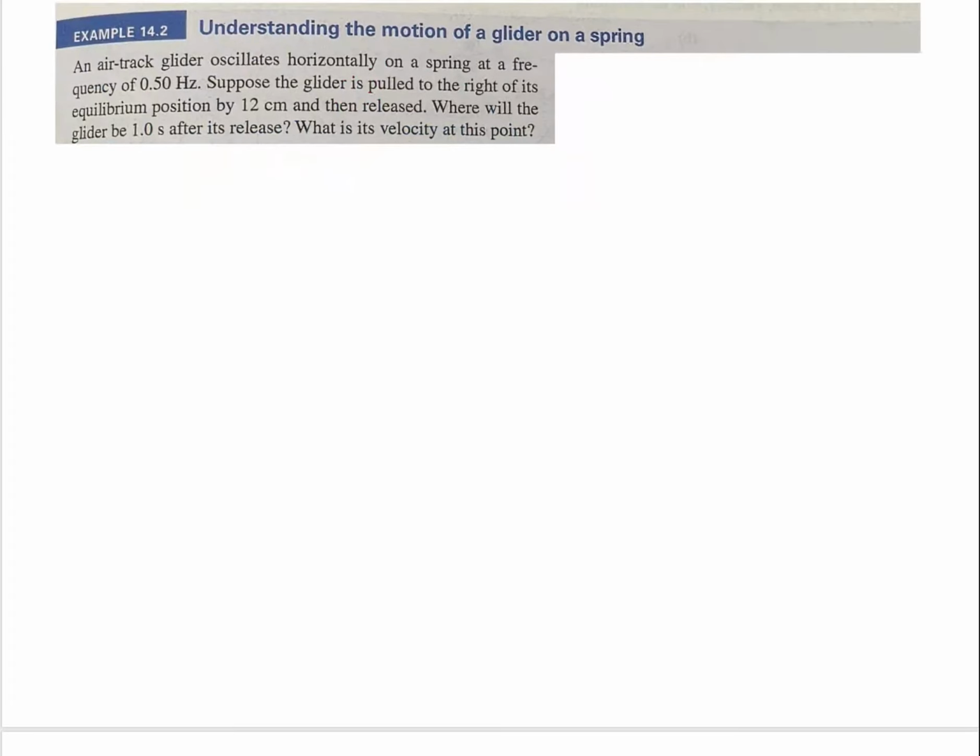We have an air track glider oscillating horizontally on a spring with frequency 0.5 hertz. What is a hertz? Hertz, I wrote it down, and it's frequency. Inverse seconds. Inverse, yes. Suppose the glider is pulled to the right of its equilibrium position by 12 centimeters and then released.